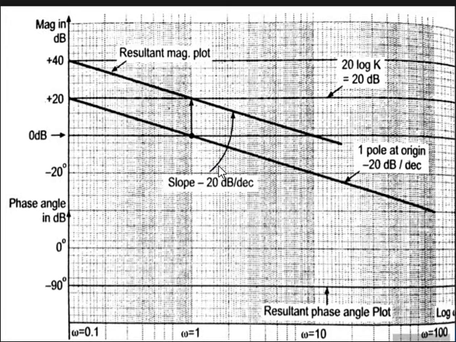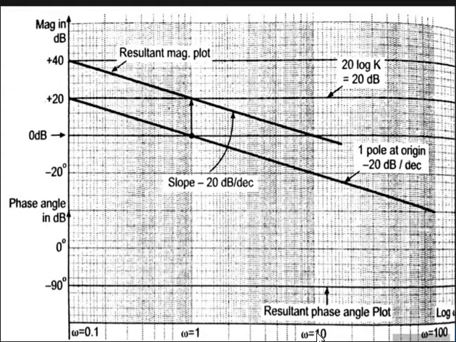Now we want to draw the resultant magnitude plot, that is 10 by S. That is the final requirement. At omega equal to 0.1, the constant K contributes 20 dB, and the pole at origin contributes 20 dB. 20 plus 20, 40. So this is the point. Next, at omega equal to 1, the constant K contributes again 20 dB, and the 1 by S pole contributes 0 dB. So 20 plus 0, 20. That indicates the point here, 20 dB.